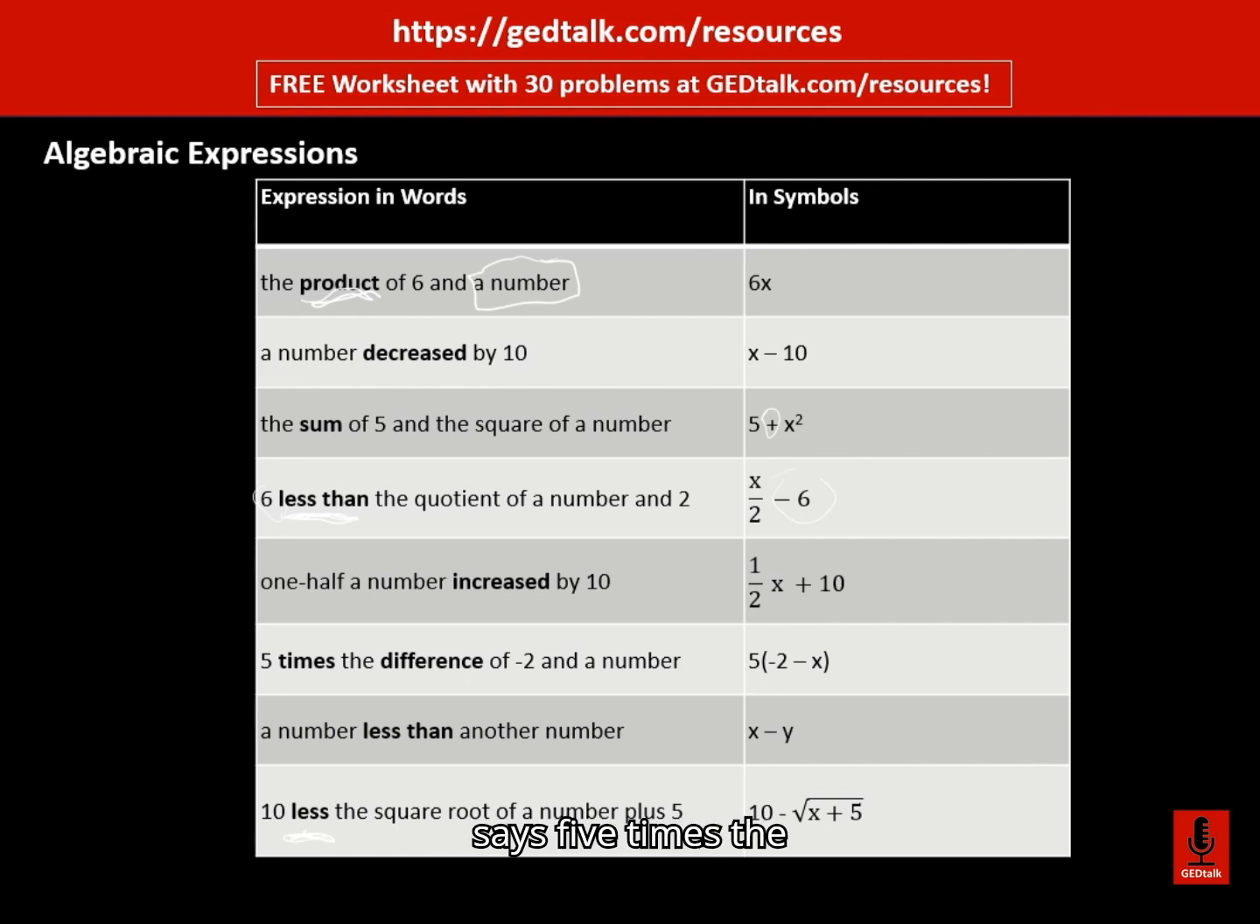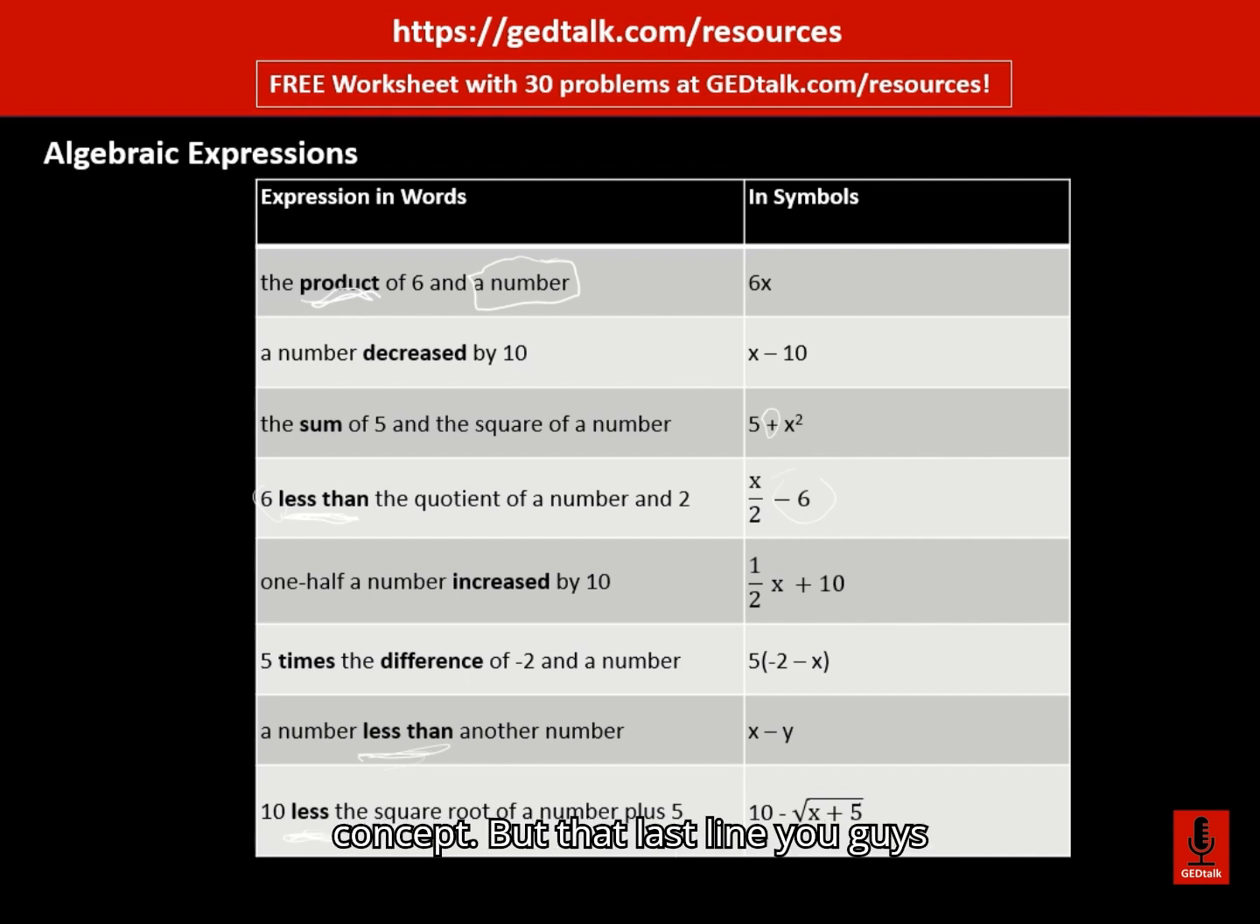Next line says 5 times the difference of -2 and a number. So we know that when a number is times another one, we're multiplying, and difference means that you're subtracting. The next line reads a number less than another number. And there we go, folks, with this whole concept of less than. This one's a little bit harder to use as an example for less than because we're using variables, x and y. And you could use any letter to stand for a variable, but you understand that concept.